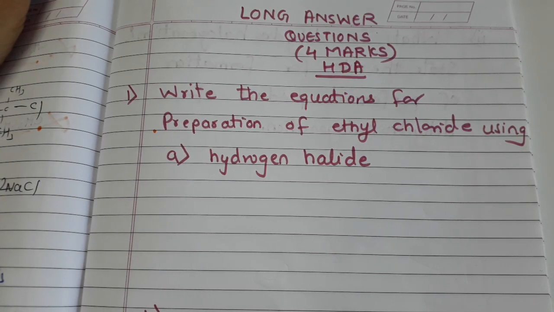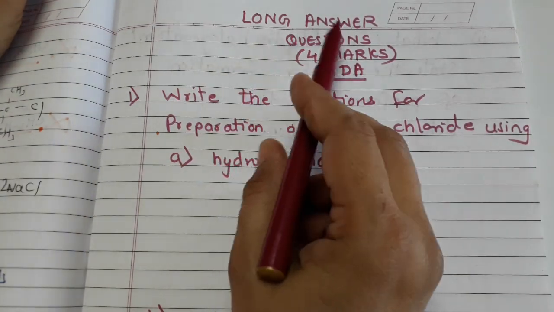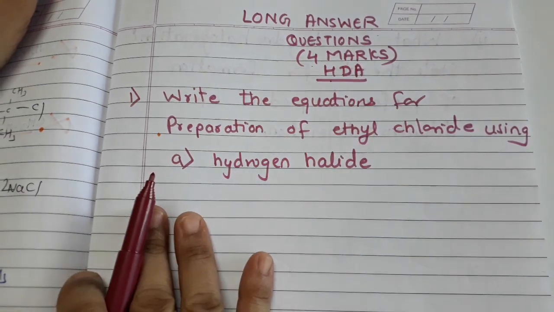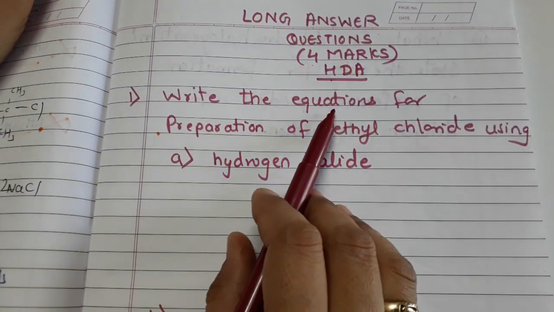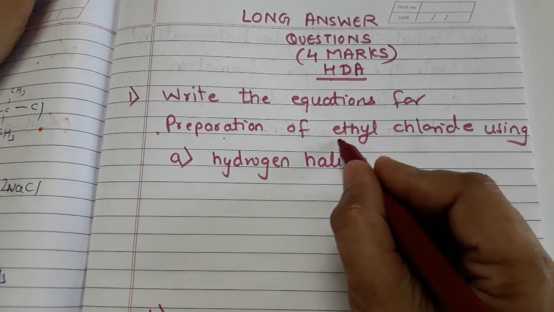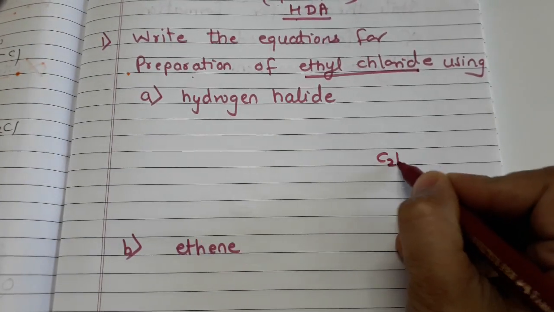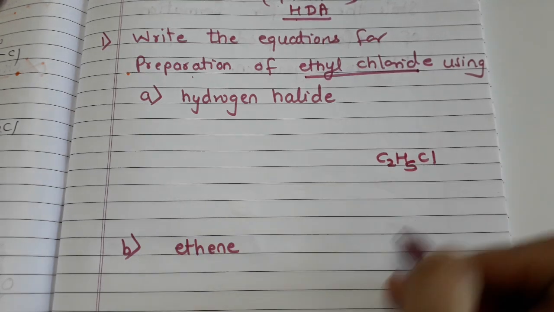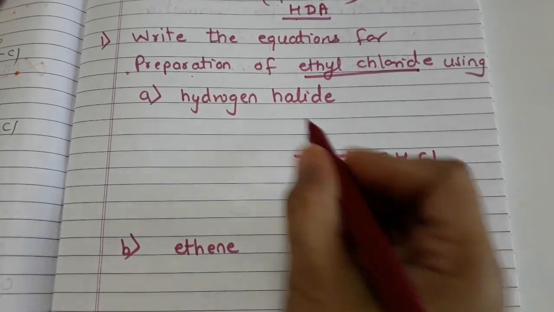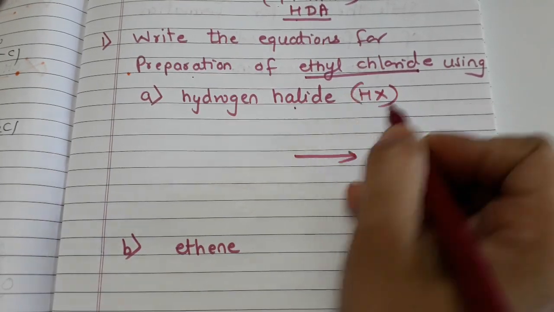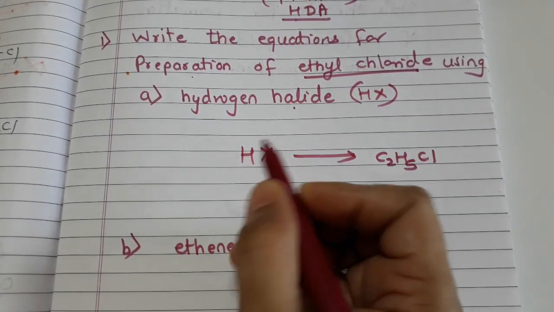Hello students, in this video we will discuss long answer questions for 4 marks for the chapter HDA. So the first question is, write the equations for the preparation of ethyl chloride. What we have to keep in mind is that the product is going to be ethyl chloride, using H halide, that is using HX. So just see how I am going to solve this question.